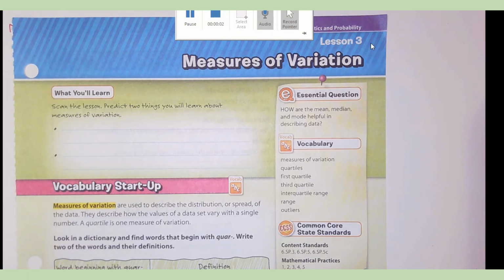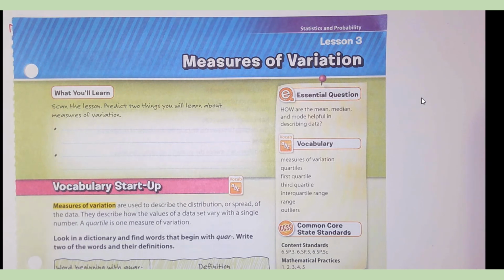Okay, students, we're on lesson number 3, measures of variation. And it's exactly what you think it is, measures. It measures a variety of different things when you're working with statistics. So let's go ahead and look at this objective here.